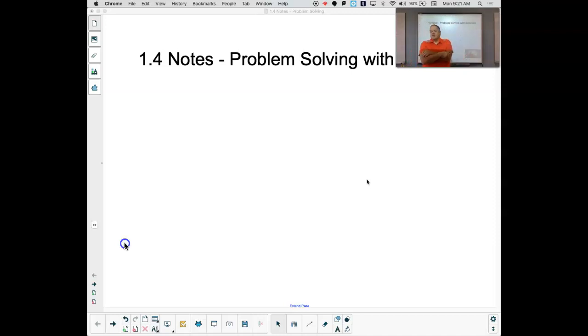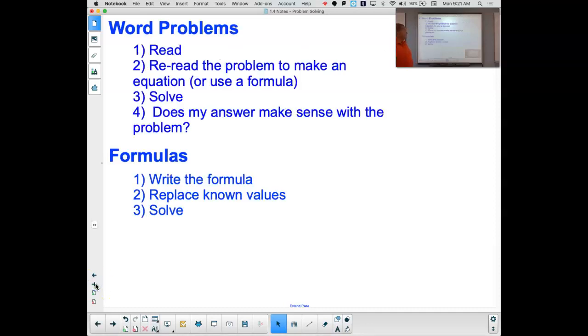Okay, all right, so quick notes on that. And then there will be some homework problems to go along with it off of this week's worksheet. So let's dive into it. Remember, we're going to be dealing with word problems a lot in this particular section.